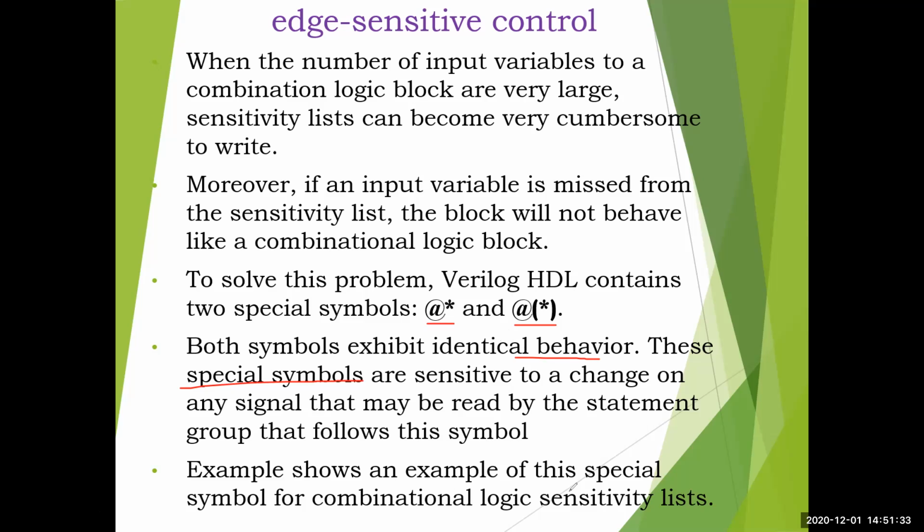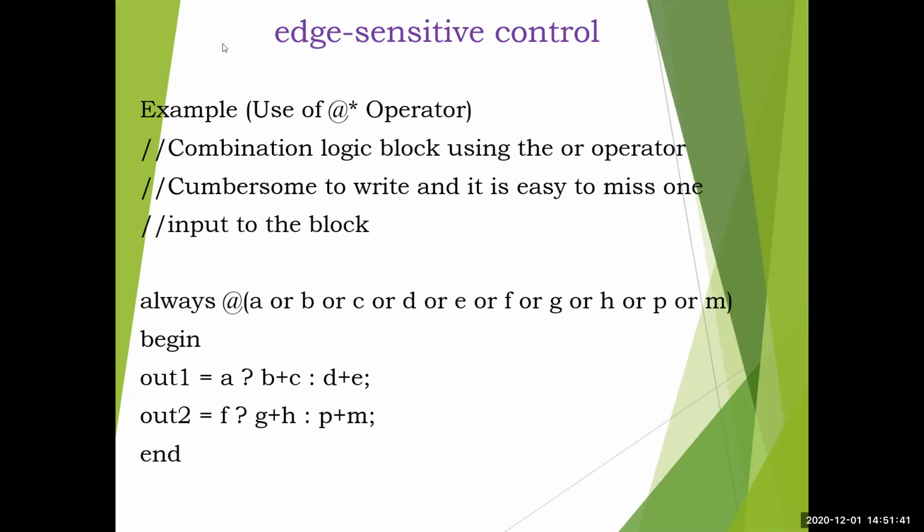So we'll show an example here to exercise the combinational logic sensitivity list. A combinational logic block using the or operator is cumbersome to write, and it is easy to miss one input to the block. See here, always @(A or B or C or D or E or F or G...), so many signals are there. I have used one simple example, out1 equal to A, a conditional operator, B plus C, D plus E, F, G plus H, P plus M. All the signals should be written here, because if any of the values changes, it will change the value of out1 and out2.